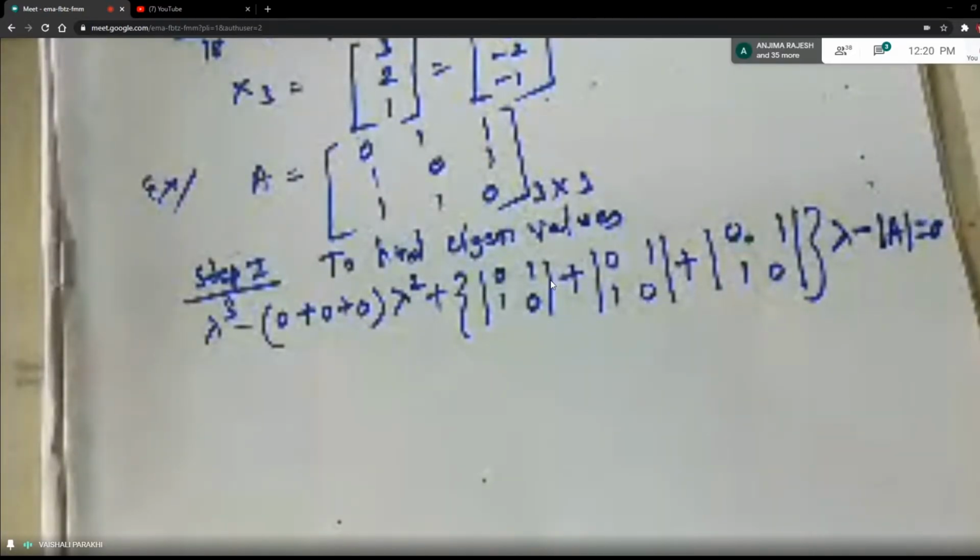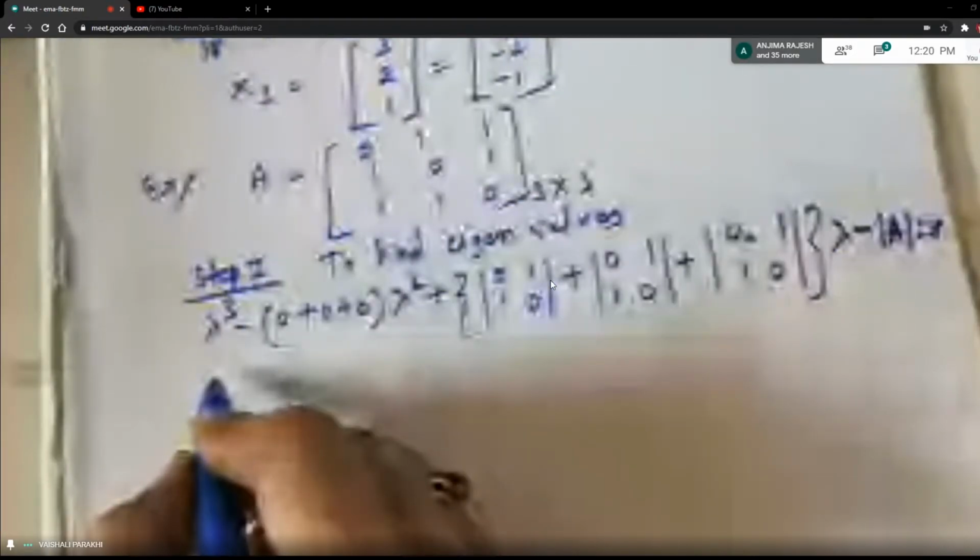So this is our shortcut formula. So it is lambda cube.